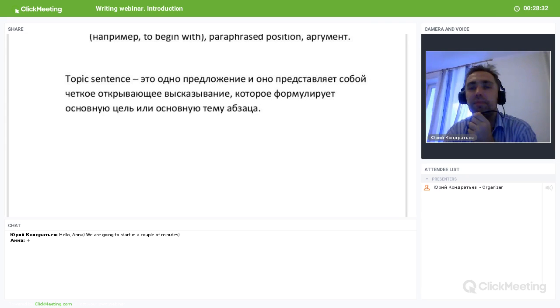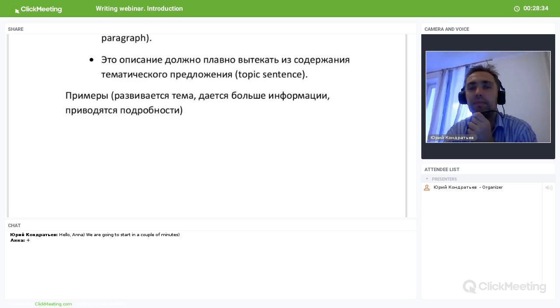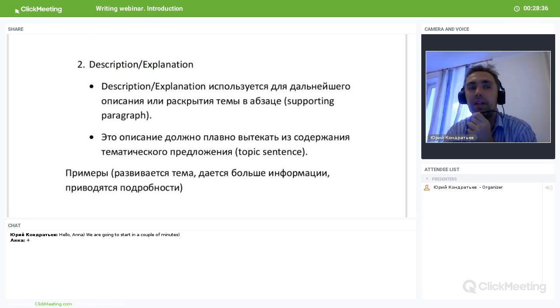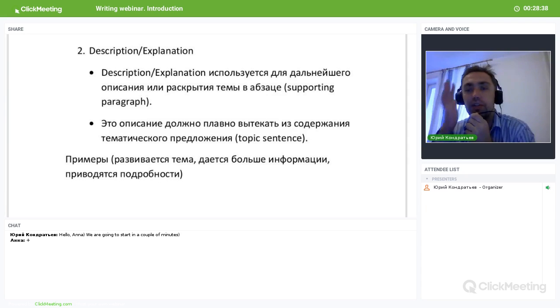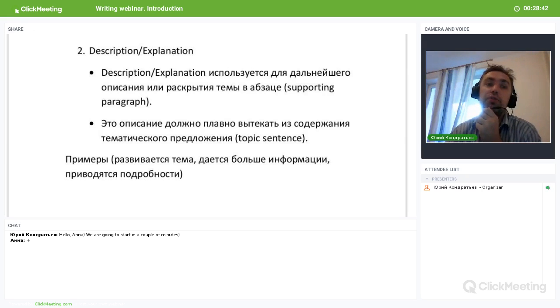Then description is the second sentence of the main body paragraph. It is used to describe or to explain the topic in the paragraph, and you just give a bit more information and a few more details. That's how it works.